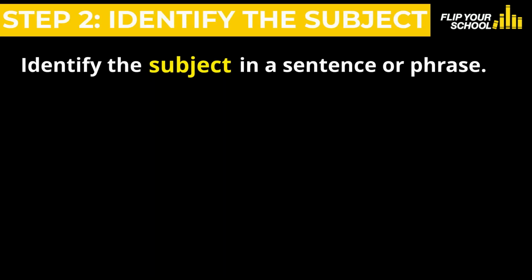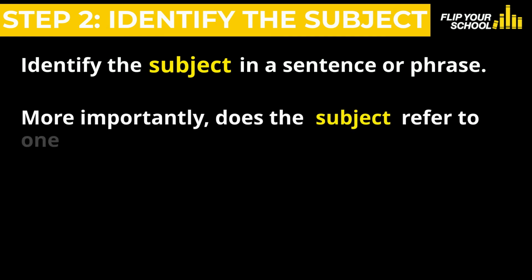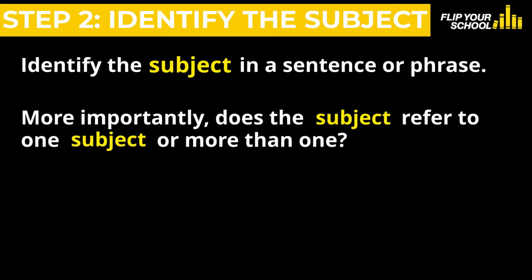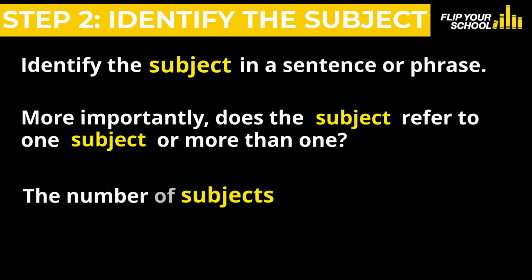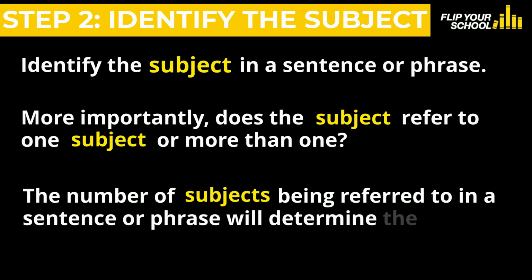The next step is to identify the subject in a sentence or phrase. More importantly, we should look for clues that will help us understand if the subject refers to one or more than one, such as those found in our earlier examples. The number of subjects being referred to in a sentence or phrase will determine the type of verb used.